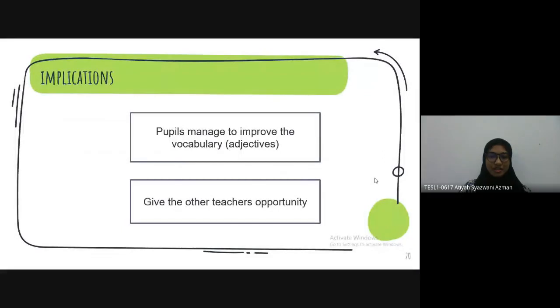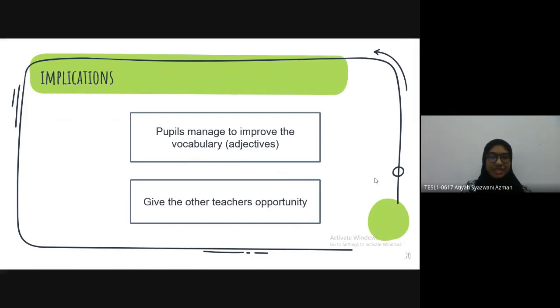So the implications are that pupils manage to improve their vocabulary. As we can see, pupils were able to show significant improvement in the experimental group. So this shows that the Elsa Adjective songs are very helpful for them to gain new vocabulary effortlessly, without any threat.